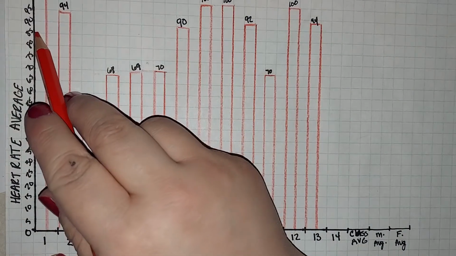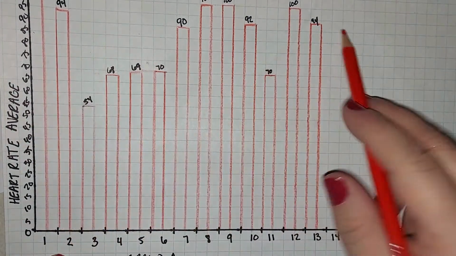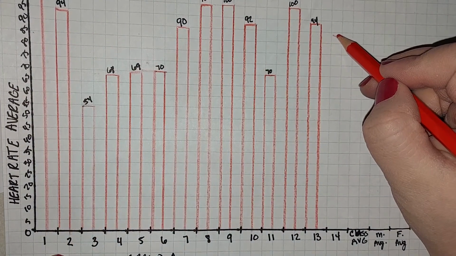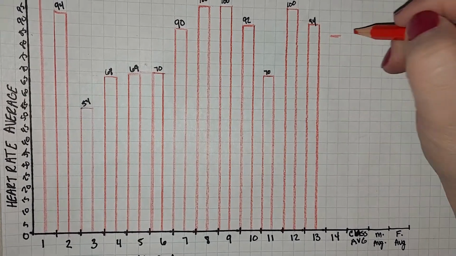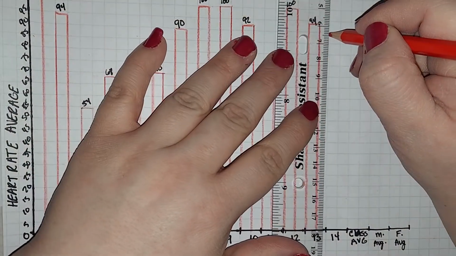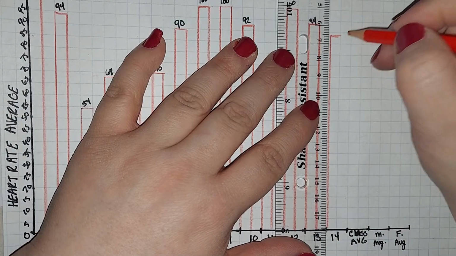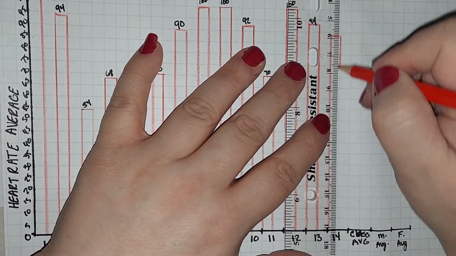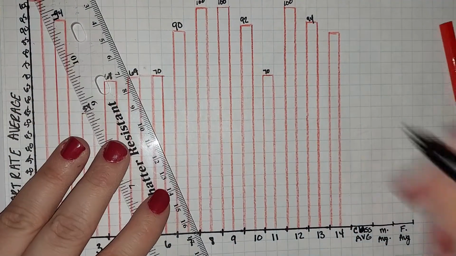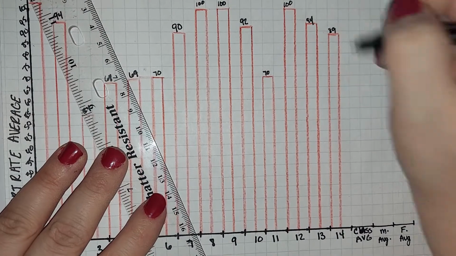All right, so then for number 14, our last one, the heart rate resting was 89. So then we go across, we find our 90 here, and just go down by a notch. And then draw your line straight down. And then leave your number for 89.